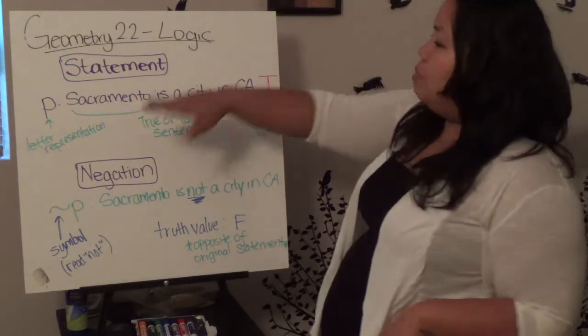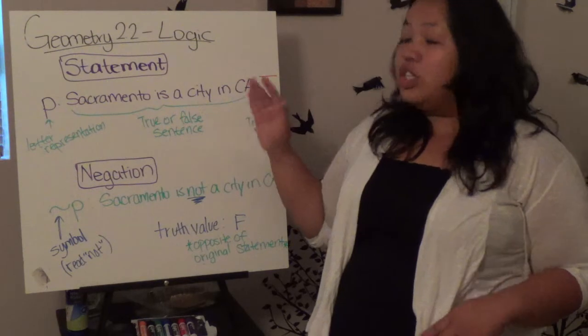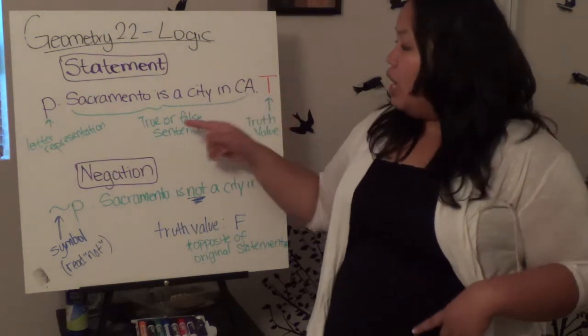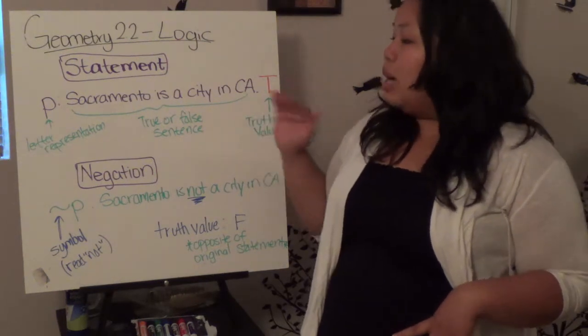For example, this statement here, Sacramento is a city in California. This sentence is true, okay? And it's a true or false statement. There's not one or the other. It's not both, it's one or the other.